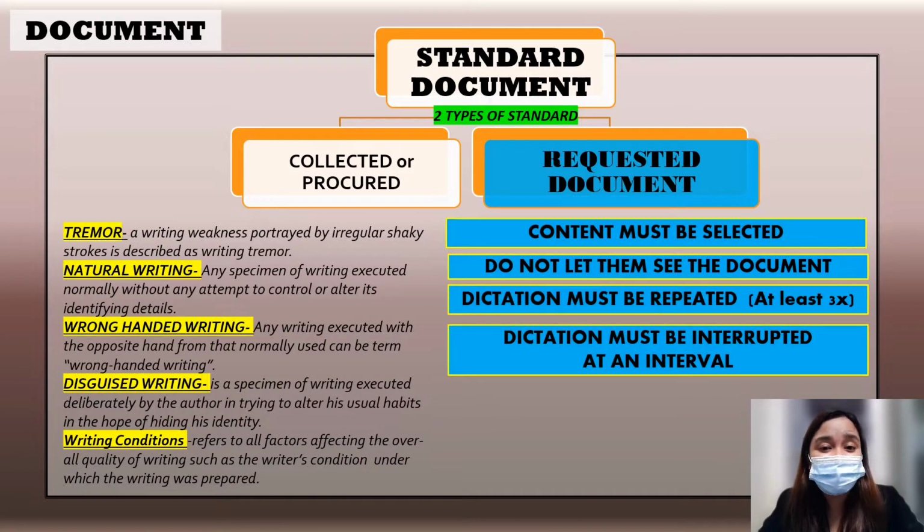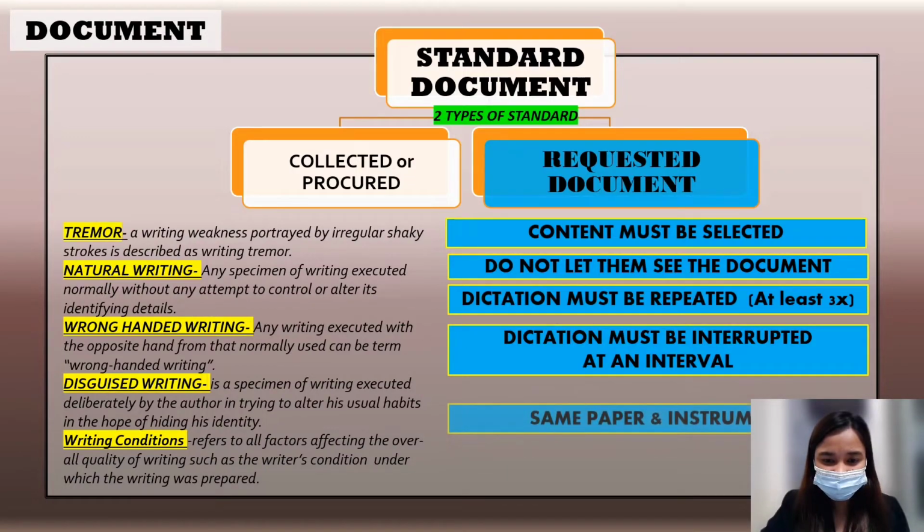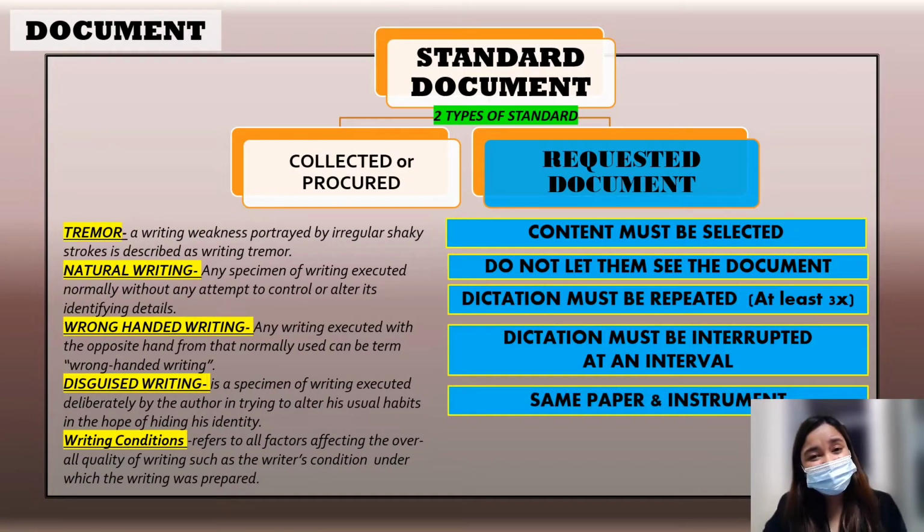Dictation must be interrupted at an interval. Okay. For what reason? Para makahabol siya. Parang relax lang siya nagsusulat. Hindi masyadong mabilis, hindi masyadong mabagal, okay? Para maka-execute siya ng natural writing na tinatawag natin. Next, same paper and instrument use. So, kailangan paggamitin po natin siya ng same instrument, same writing instrument, and same paper.